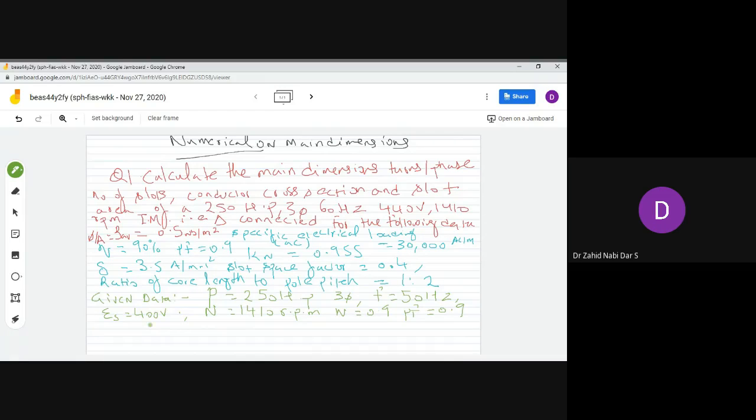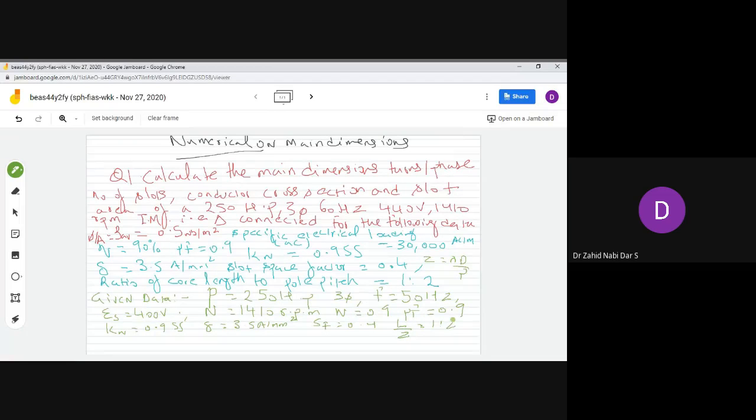This has been given. Then your power factor, that is your cos phi. Then the kW value is given. kW is equal to 0.955. Your current density value is already given, 3.5 ampere per millimeter square. And then the other factors: your space factor, that is SF, is equal to 0.4, and your L by Z ratio, that is length to Z, where this Z would be equal to pi d by p. Okay, pi diameter by p. L by Z ratio is given as 1 is to 2.